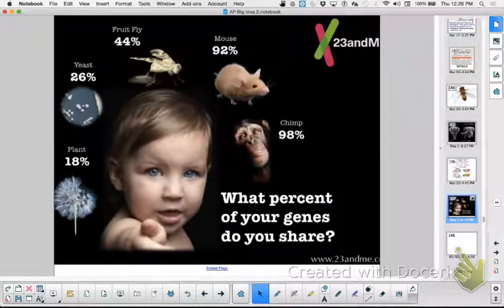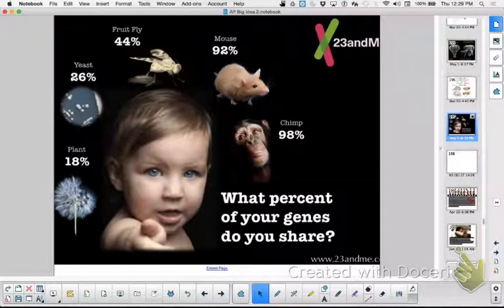Okay, and what percent of your genes do you share? Take a look at that. That was from 23andMe.